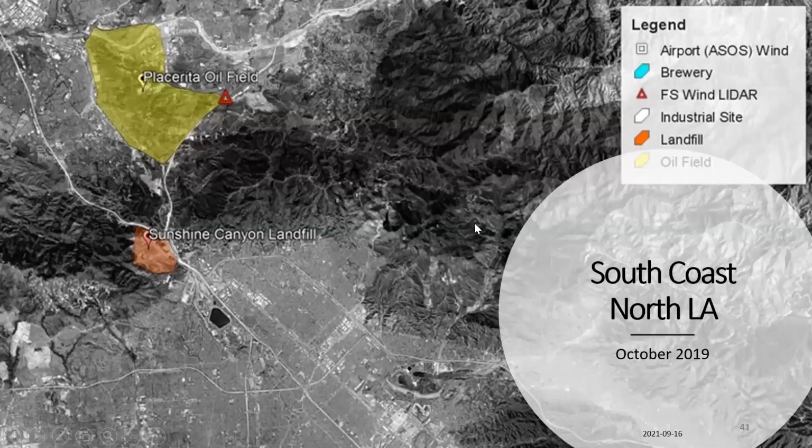Okay, I'm switching gears again. So basically we did this industrial emissions. We have done oil and gas, and we did the dairy farms, CAFOs. And then we also did a last study down in the South Coast Air Basin, going from North LA down all the way to San Diego. We focused on some different types of sources. This is in North LA. This is the Sunshine Canyon landfill and the Placerita oil field north, for instance.